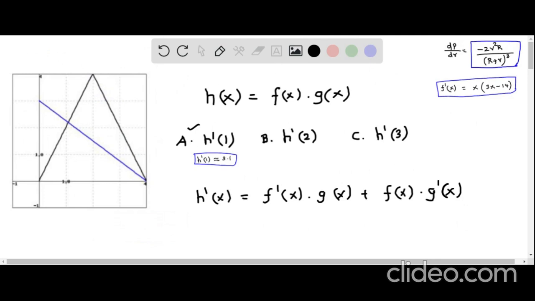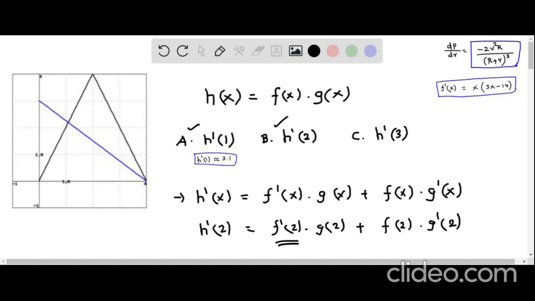We now determine h prime of 2. So we can replace x by 2 in this expression, that is in h prime of x. So this equals f prime of 2 times g of 2 plus f of 2 times g prime of 2. Now we will find f prime of 2, that is the slope of the function f of x at x equal to 2. This is x equal to 2.